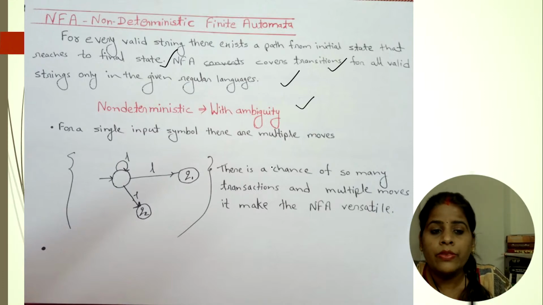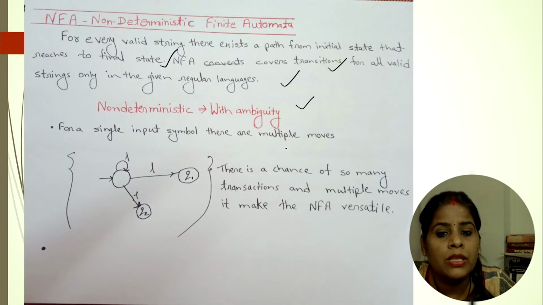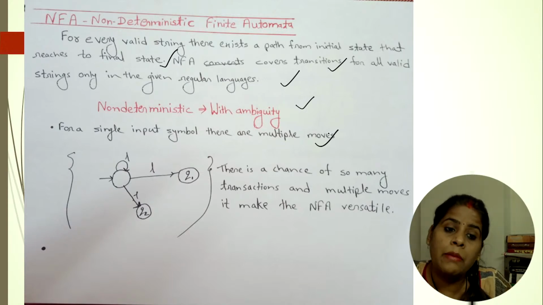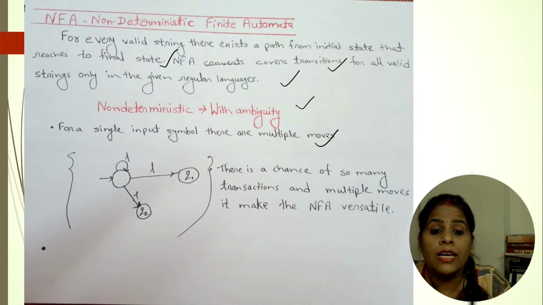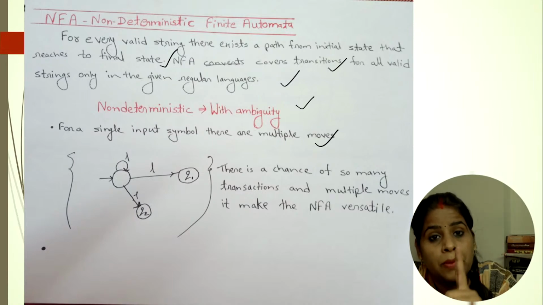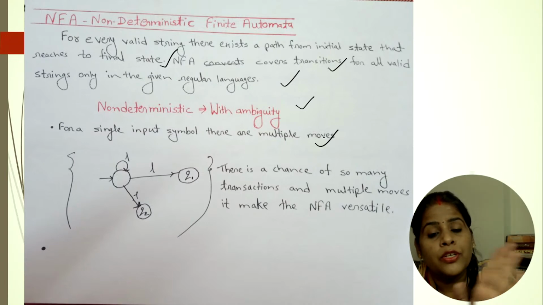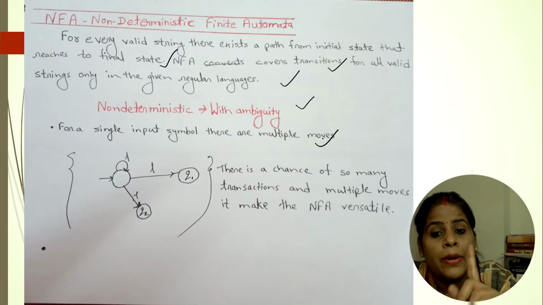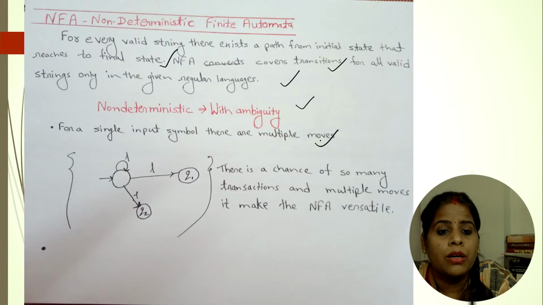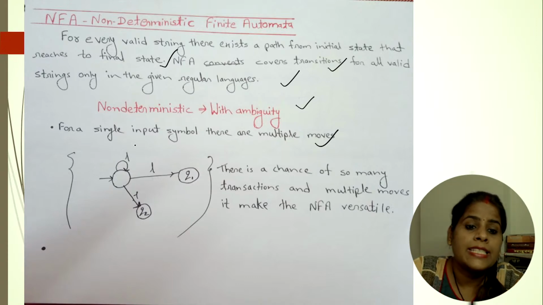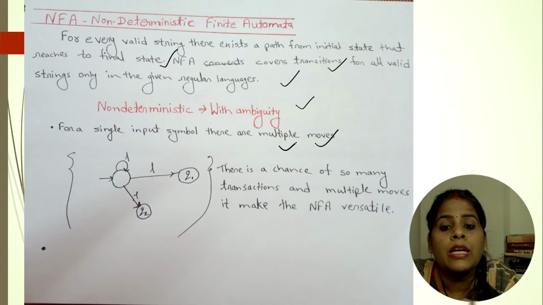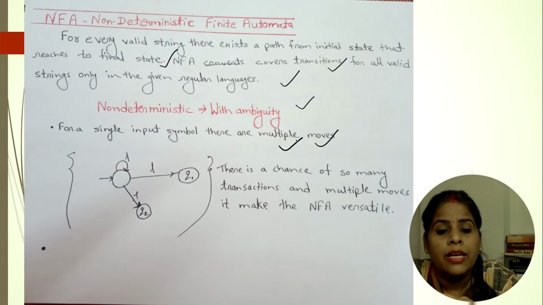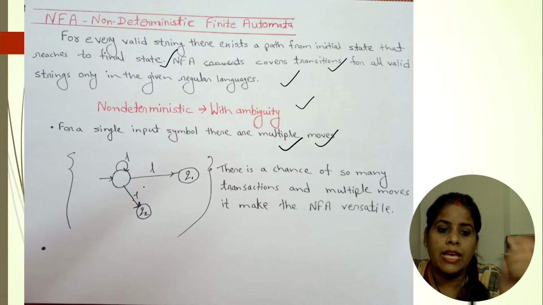Now for a single input symbol there are multiple moves. In a DFA, for a single symbol there is a specific unique transition. There was a unique transition in DFA, deterministic finite automata. But in non-deterministic finite automata, for a single input symbol there are multiple moves. I will explain it just like this.